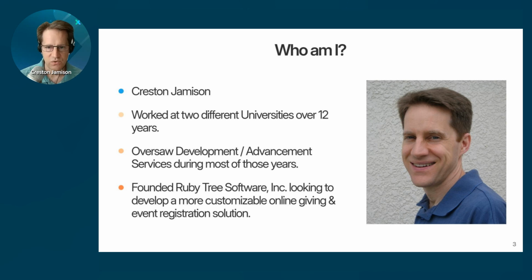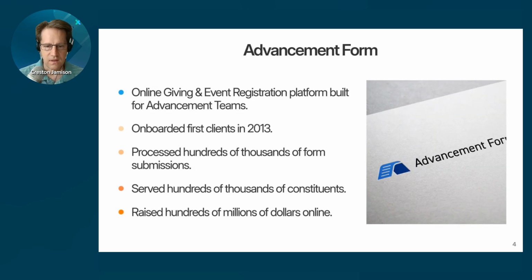Before we get too much into it, just wanted to give you a little bit of background about myself. I'm Preston Jameson. I have worked at 2 different universities over 12 years. I oversaw development and advancement services during most of those years, and I founded Ruby Tree Software looking to develop a more customizable online giving and event registration solution. And that product that was created was called Advancement Form. So it does online giving and event registration. We onboarded our first clients in 2013. Since that time, we've processed hundreds of thousands of form submissions, hundreds of thousands of constituents have used the solution, and we've helped our clients raise hundreds of millions of dollars online.